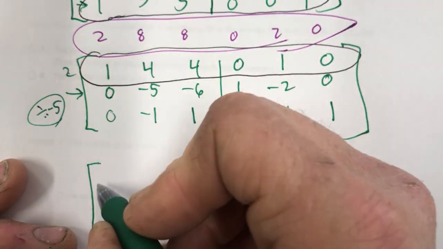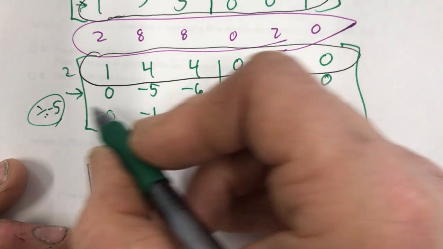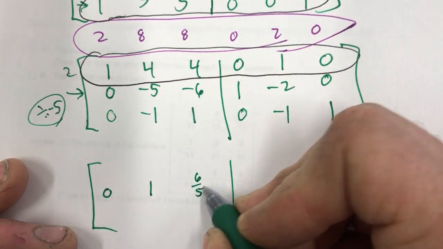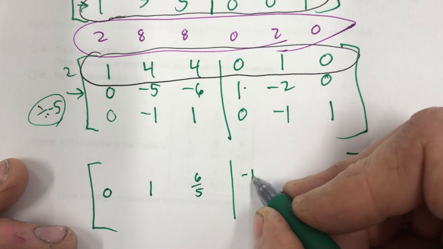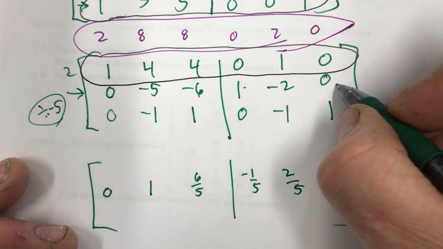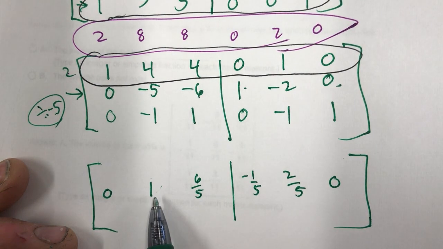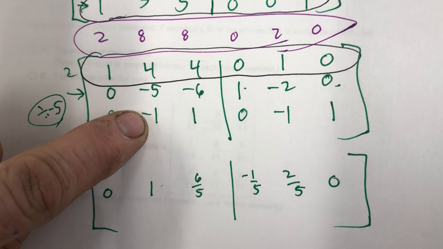So 0 divided by negative 5 is still 0. Negative 5 divided by negative 5 is 1. Negative 6 divided by negative 5 is 6/5. 1 divided by negative 5 is negative 1/5. Negative 2 divided by negative 5 is 2/5. And then 0 divided by negative 5 is 0. And there you go, I got my 1 in here. Okay, look here, that's supposed to be a 0.